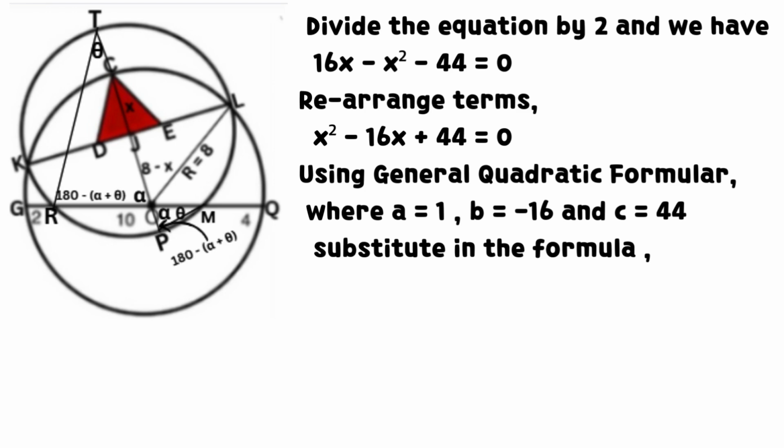Using the general quadratic formula, which I believe you know, that is, x equals negative b plus or minus the square root of square b minus 4 times the product of a and c, all divided by 2 times a, where a equals 1, b equals negative 16 and c equals 44. Substitute in the formula.